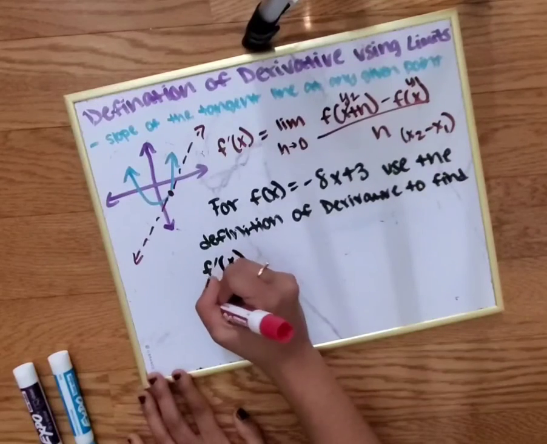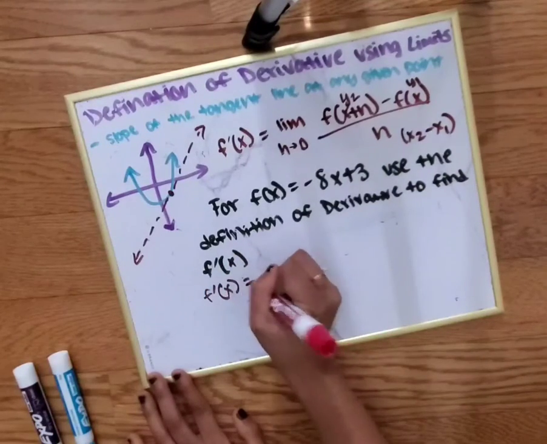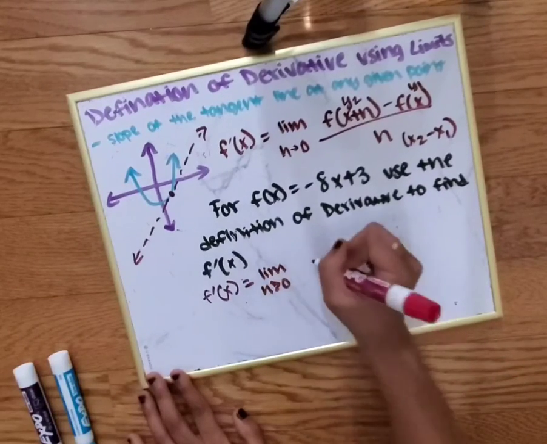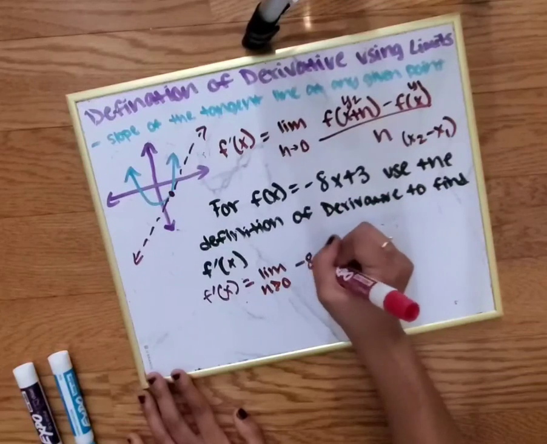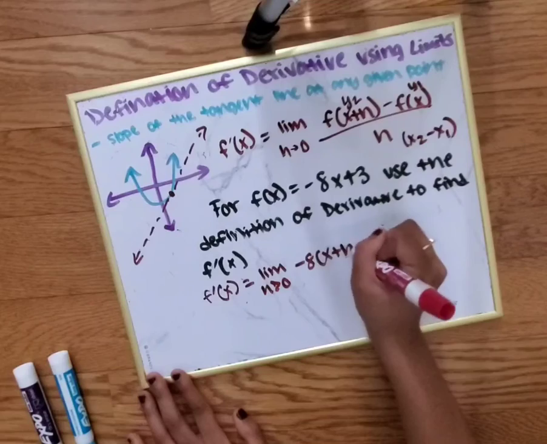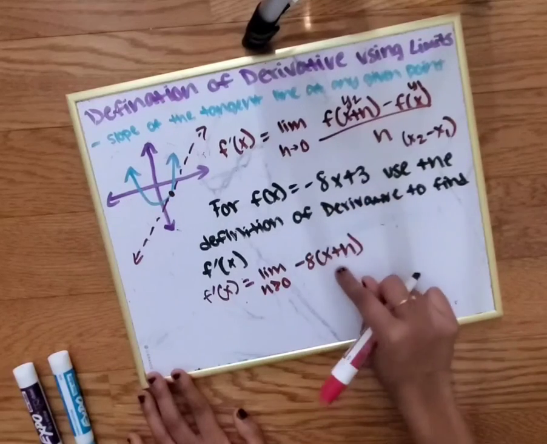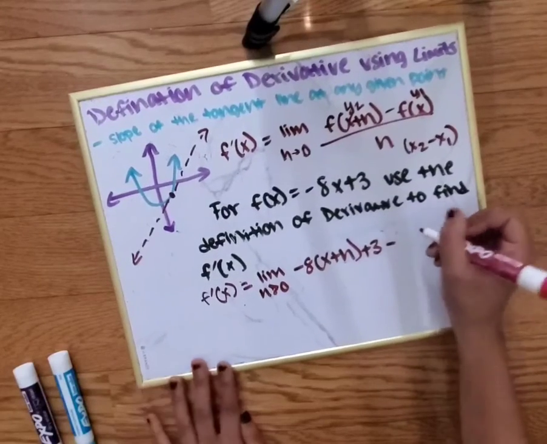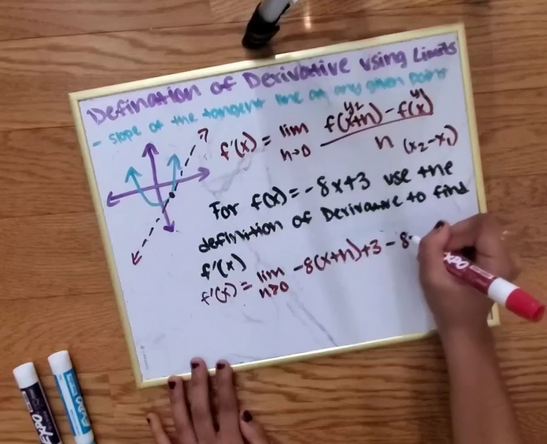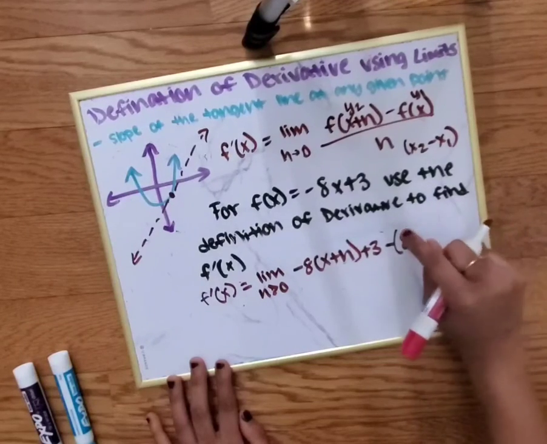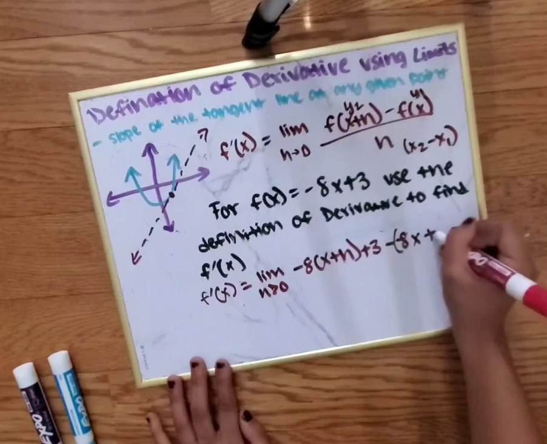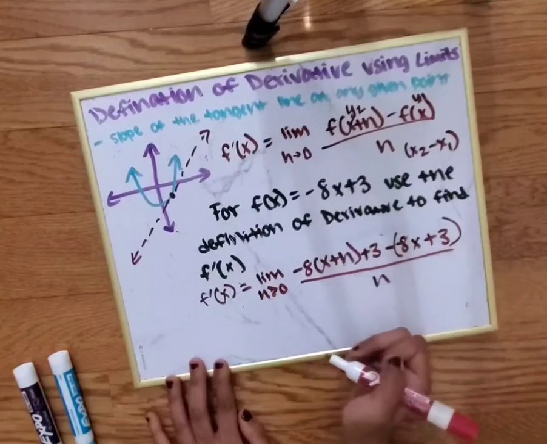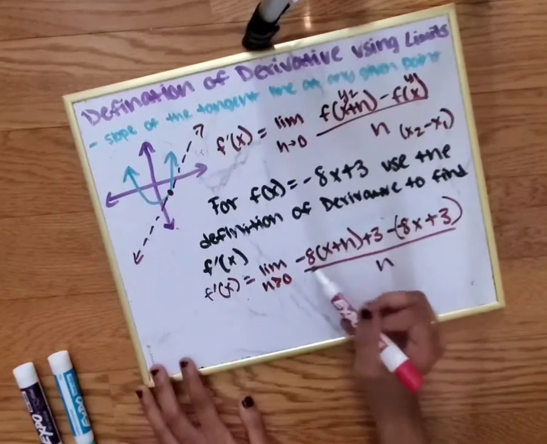So what you're going to do, f prime of x is equivalent to the limit as h approaches 0 of our f, negative 8 times x plus h, because you remember, instead of this x, you're going to replace it with this x plus h, like shown in the equation, plus 3, minus negative 8x plus 3, all divided by h.